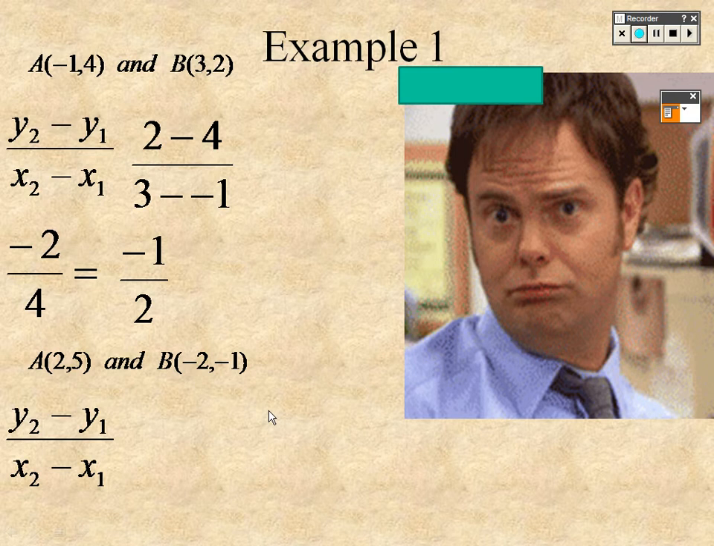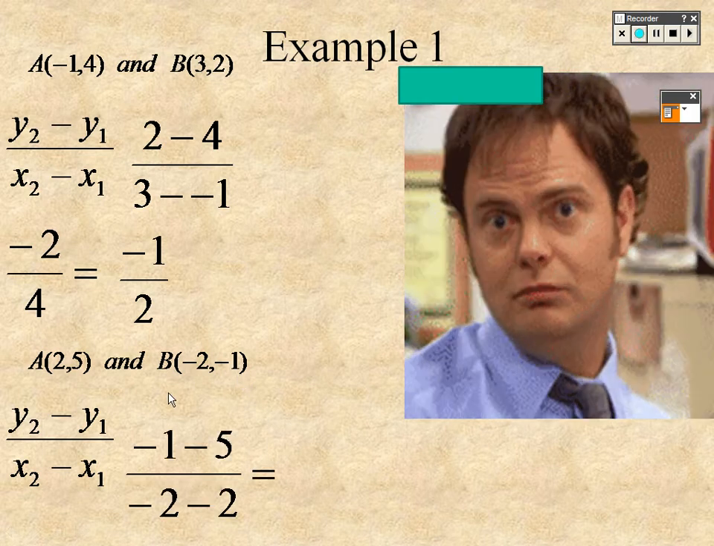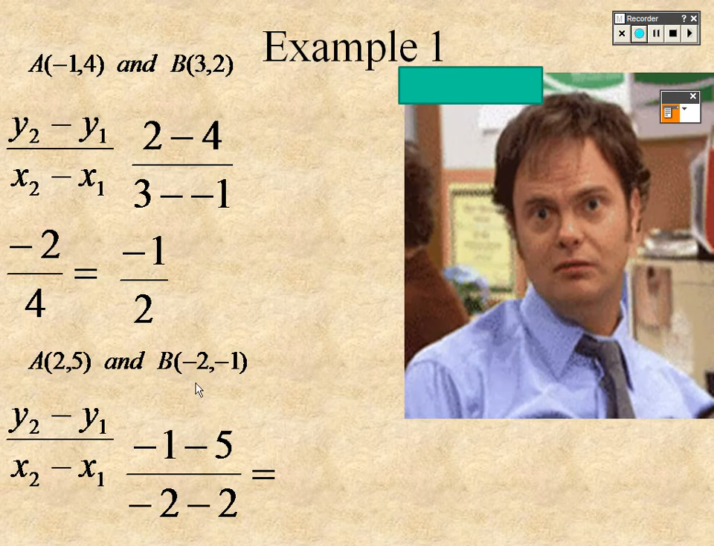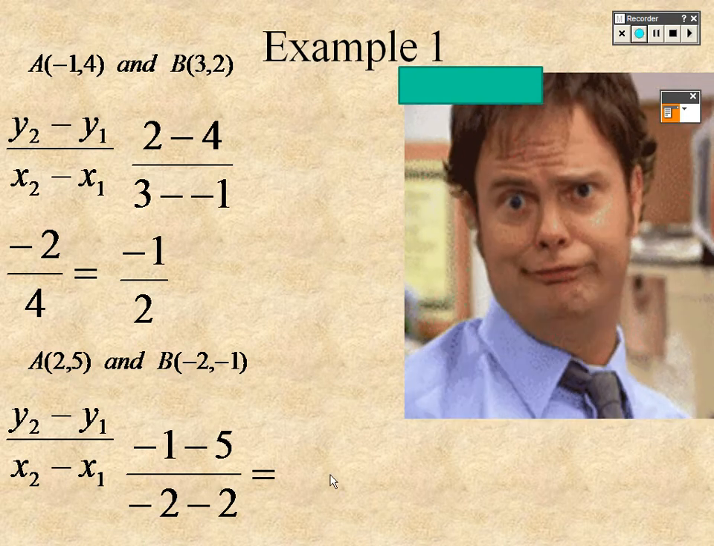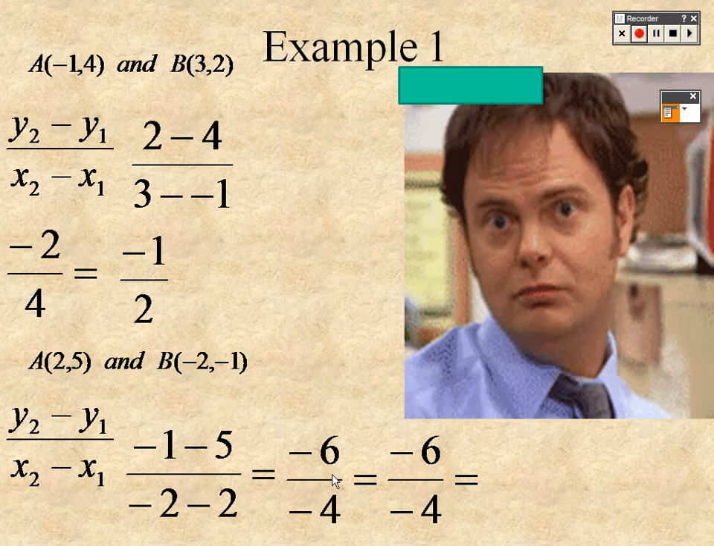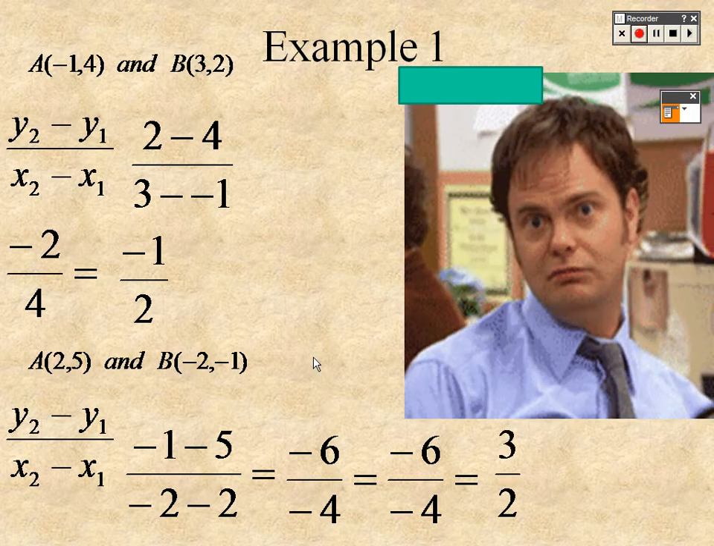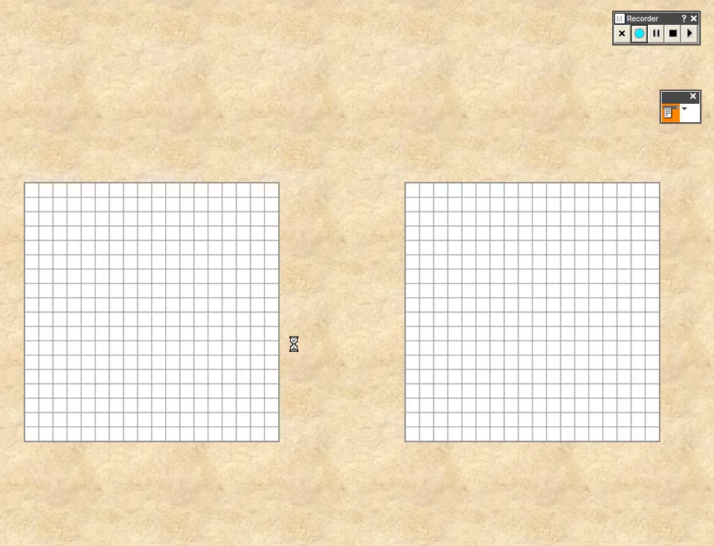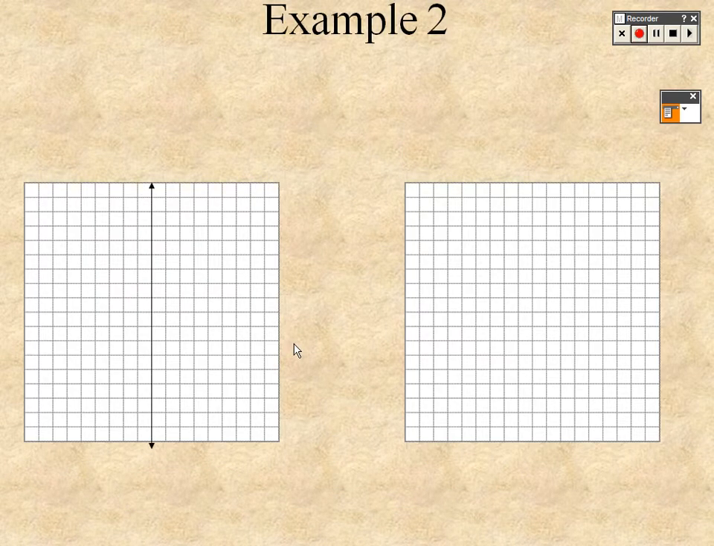Second one to try, second point's right there. So negative 1 minus 5 over negative 2 minus 2. And I'm getting a negative 6 over negative 4, which is reduced to 3 over 2. So there are your 2 slopes.